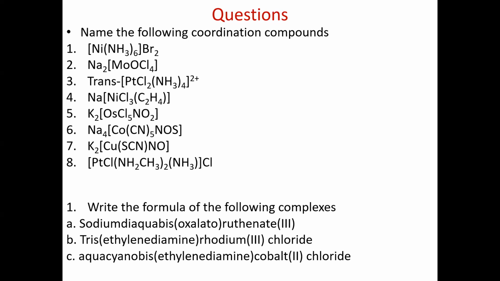What is the oxidation state of molybdenum then? +2? No. What is going to be the oxidation state of molybdenum then? +4. It will be +4, because sodium is +1, oxygen is -2, chlorine is -1 each: +1 plus x minus 2 minus 4 equals -1, so it will be +4. Correct. So try your hands on each of them and then let's see how it goes.